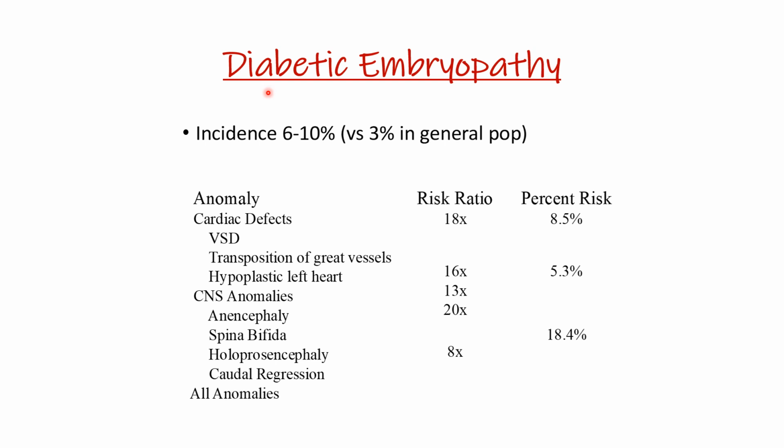So, as I've said before, pre-existing diabetes mellitus is when already at conception you have this disease, and it goes on through pregnancy. So it affects organogenesis, meaning you are predisposed to a higher risk of anomalies. The anomalies present are, for example, cardiac defects, where you're predisposed to have VSD, transposition of great vessels, and hypoplastic left heart. In CNS anomalies, you also have anencephaly, spina bifida, holoprosencephaly, and caudal regression. In addition to that, you can also have sacral agenesis.